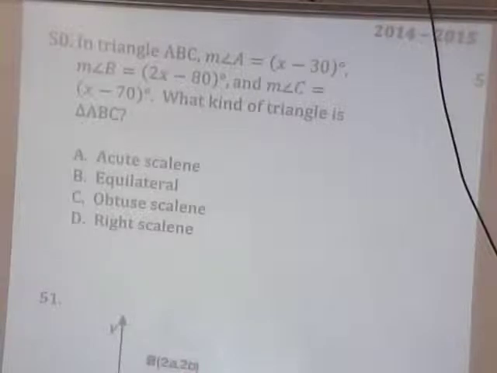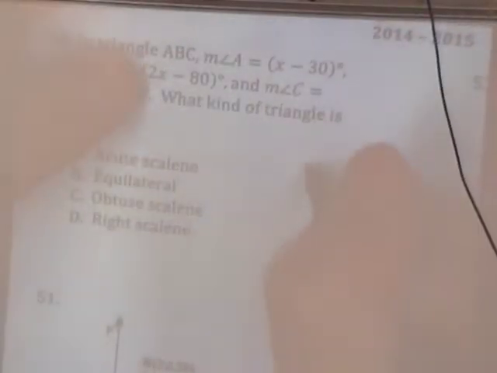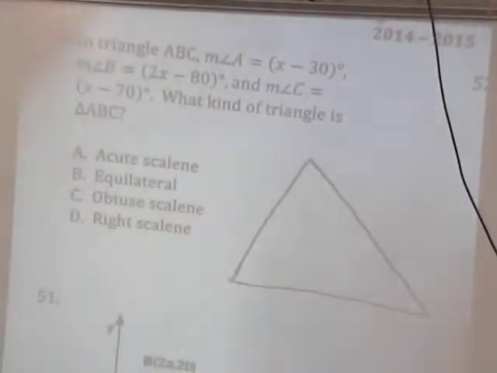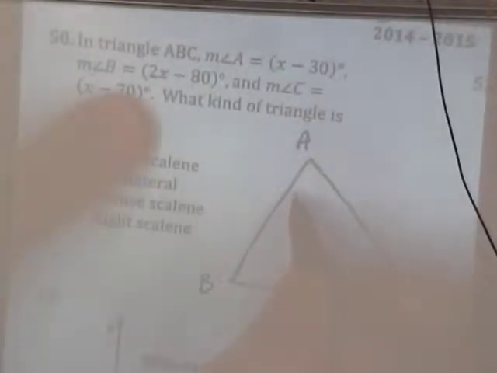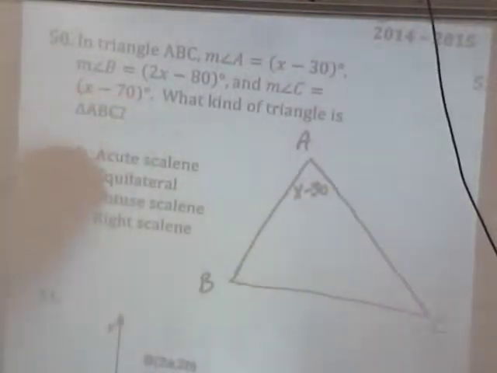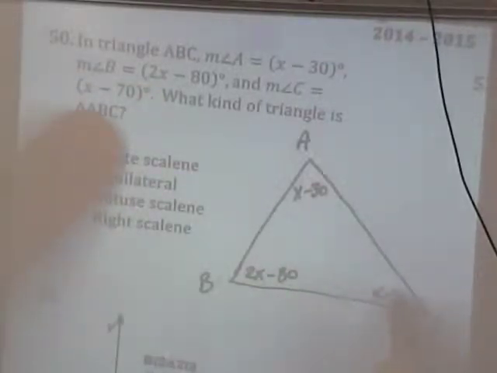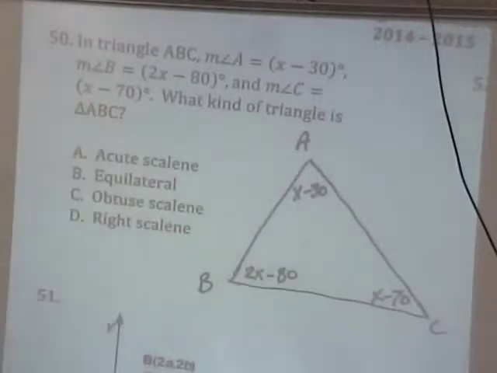In triangle ABC, the measure of A is x minus 30, B is 2x minus 80, and C is x minus 70. What kind of triangle? All right, so let's draw this. A, B, C. A is x minus 30. B is 2x minus 80. And C is x minus 70. How can I solve for x?